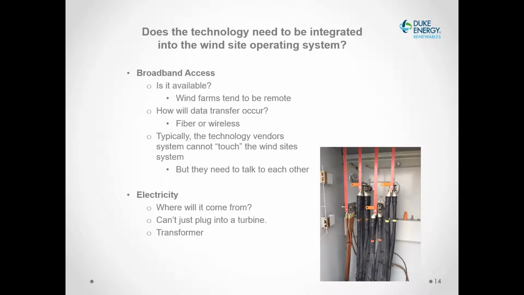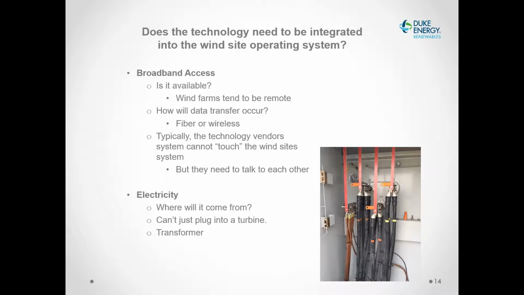Broadband access. Do you even have it? Most of these wind farms are out in the middle of nowhere. A lot of folks out there might not even have internet, and you're going to bring internet in for yourself just so that you can communicate with your turbines. How will the data transfer occur? Will it be fiber or wireless? At our identified system in Wyoming, it is a wireless system. We don't have fiber run for everything, so they have to communicate through wireless.